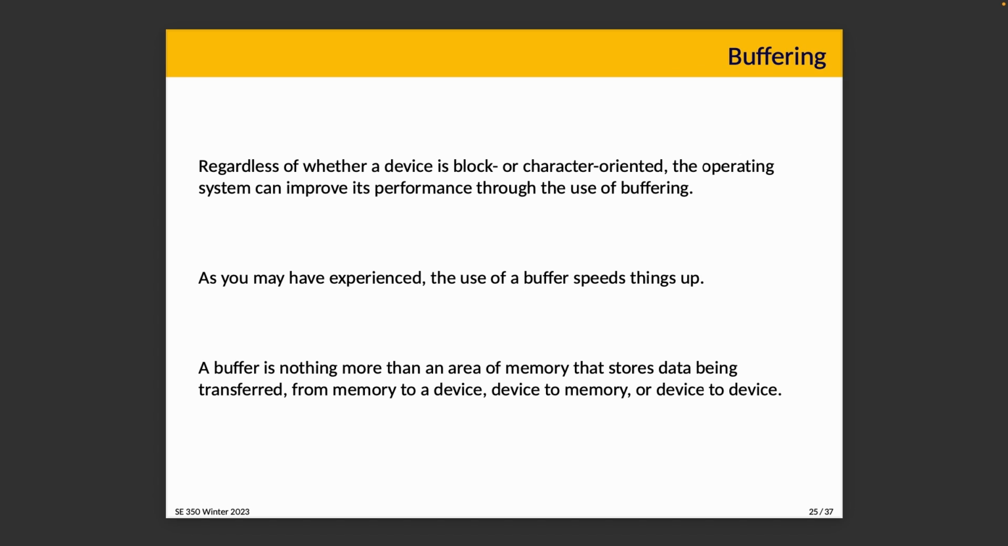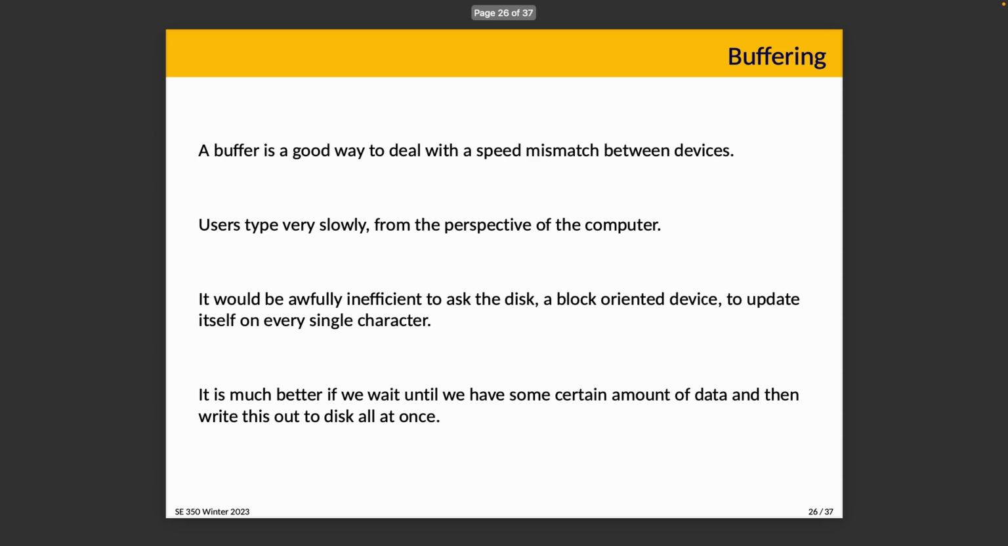But like I said, regardless of whether it's block or character-oriented, an operating system device would benefit from buffering. Why? Well, a buffer is just an area of memory that stores the data being transferred either from memory to a device, from device to memory, or from one device to another. So why does that help? Well, one important reason is that it's a good way to deal with a speed mismatch between devices, right?